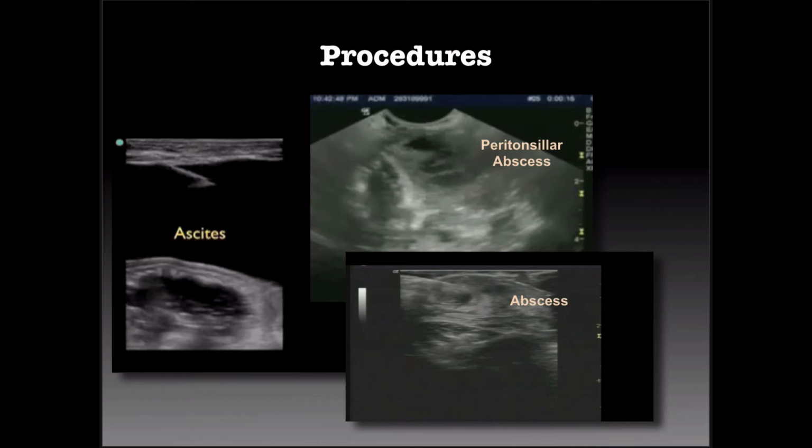Same thing. This is a peritonsillar abscess. We're using an endocavitary probe, and we're seeing the abscess, and we're watching our needle come in. Here's, sorry, the bar's in the way. I don't know how to get rid of it. There it is. Here's an abscess on somebody's leg. We can watch our needle come in there and make sure we're getting into the abscess. Same thing.